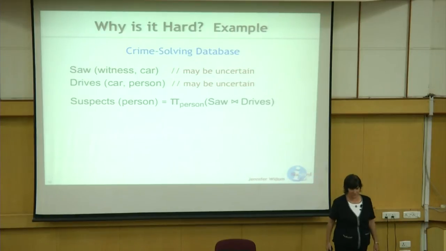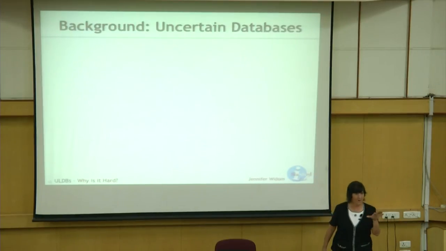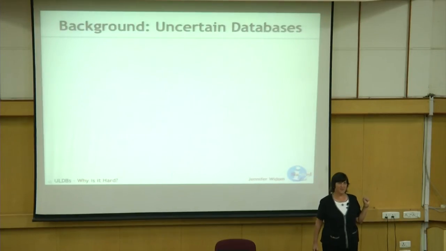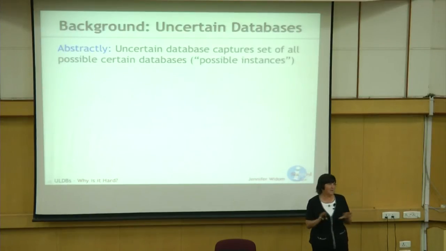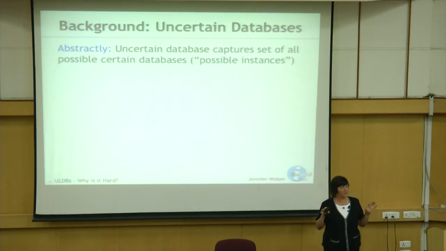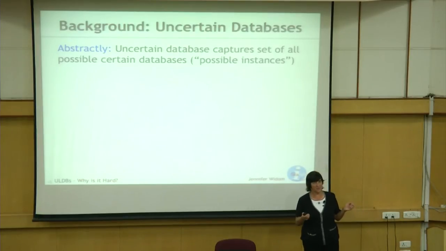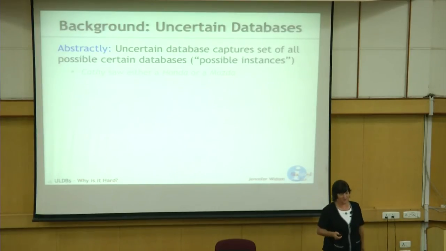Okay, that's simple stuff. All right, a little bit of background on uncertain databases. Everybody who works in this area agrees abstractly that a definition for an uncertain database is that it's a database that captures the set of all possible certain databases. So we're using the relational model. So an uncertain database is a set of possible relational databases. And those are called possible instances for the database. This is standard in the field.